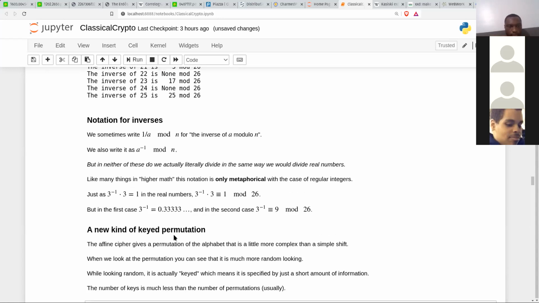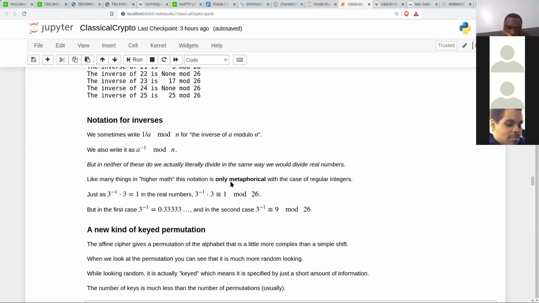So here's some notation. In your homework, we use this notation. They also use it in the book. So you might see 1 over A mod n. This is the inverse of A mod n. And they might also write it as A to the minus 1, for reciprocal here. But you don't literally take the reciprocal. Like the inverse of 3 was not 1/3, because 1/3 is 0.33. It doesn't make any sense. It's not even an integer.